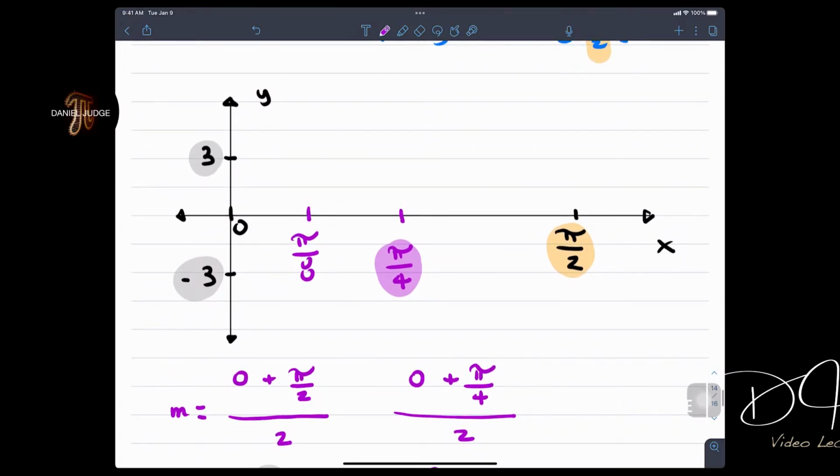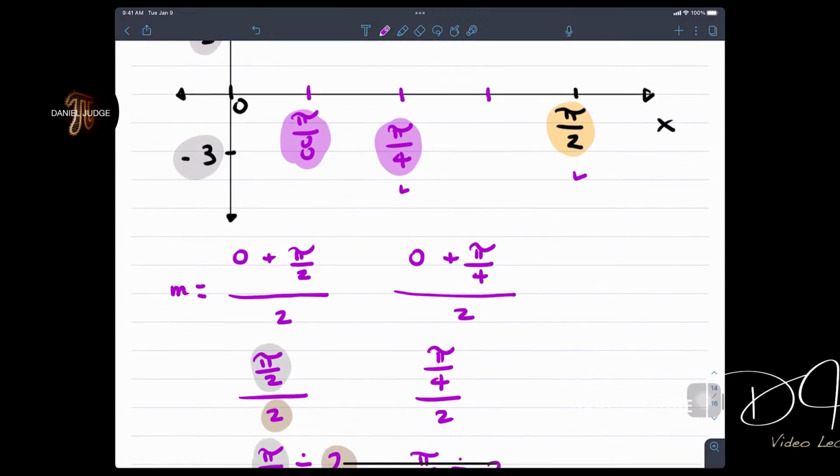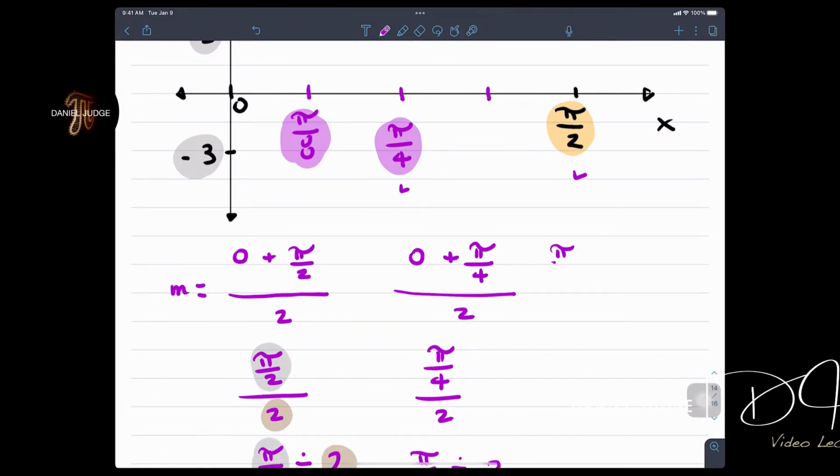So, ladies and gentlemen, here you go. This is now the midpoint between 0 and pi over 4. We need the midpoint between pi over 4 and pi over 2. So we're going to add the numbers. This is what's going to give us the midpoint, and divide by 2.